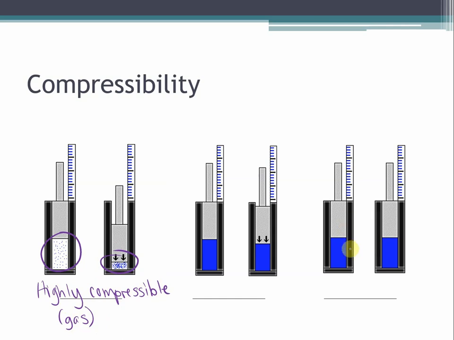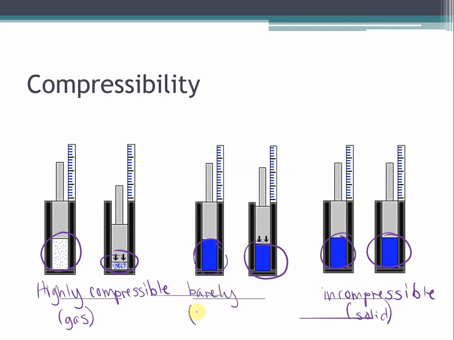Here on the other end, we've got something that didn't squish at all, right? It started with this volume and it ended with this volume. And if it cannot be squished, if it is incompressible, it must be a solid. The volume didn't change at all. We couldn't squish it. And here in the middle, it compressed just the teensiest bit. It started with this volume and it ended with one just the tiniest bit smaller. So that's going to be barely compressible, which must be our liquid. So gases, highly, solids, completely incompressible, and liquids, sort of in the middle.